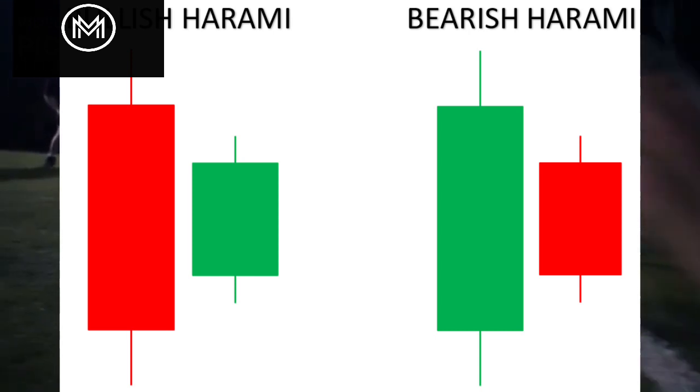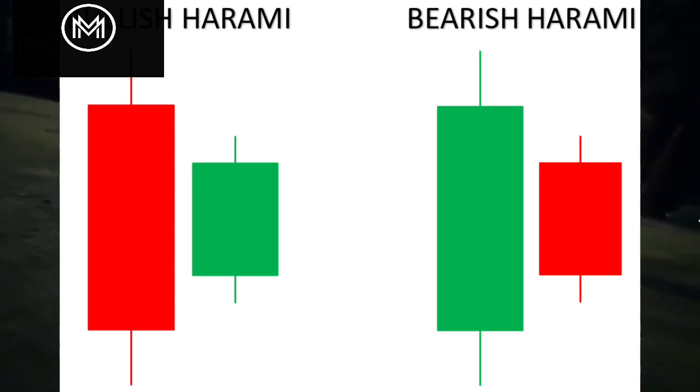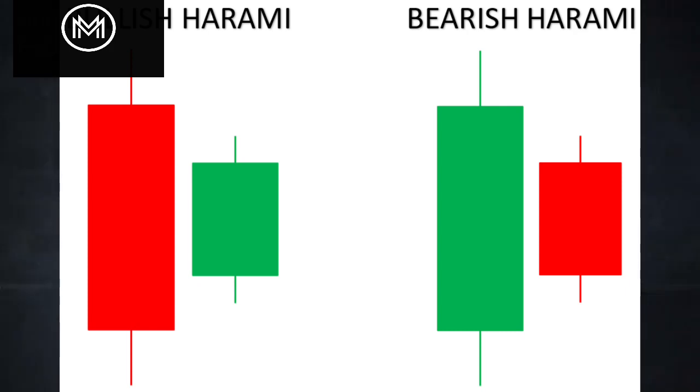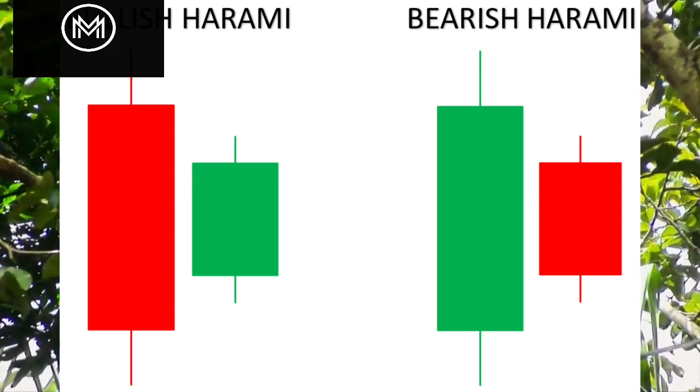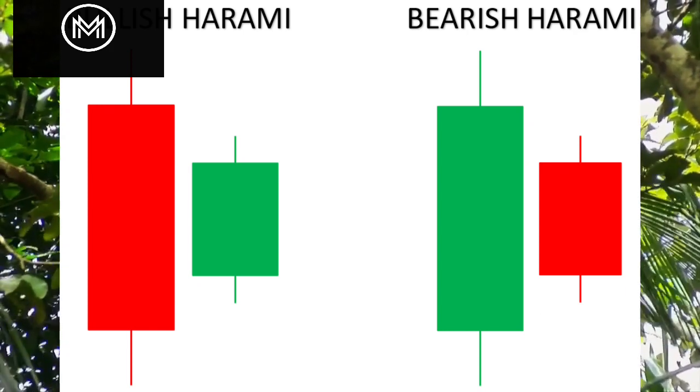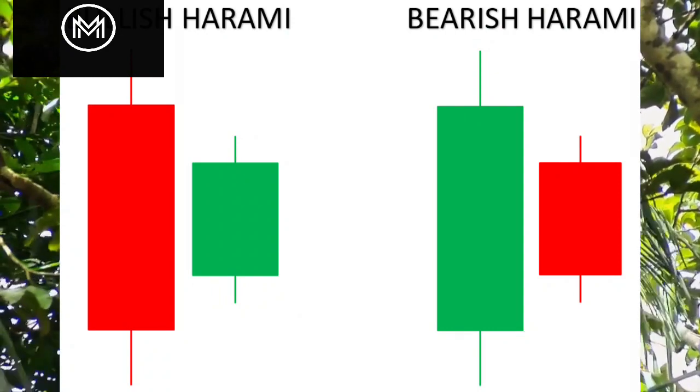Harami. The harami pattern occurs when a small candlestick is contained within the previous candle's body. A bullish harami forms during a downtrend and suggests a potential trend reversal to the upside. A bearish harami forms during an uptrend and indicates a possible trend reversal to the downside.